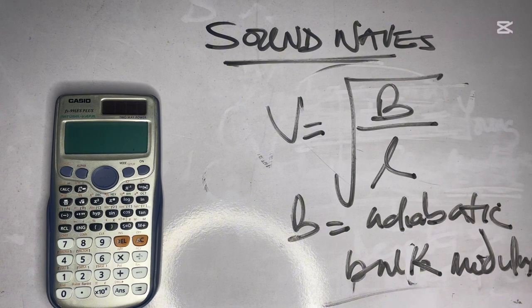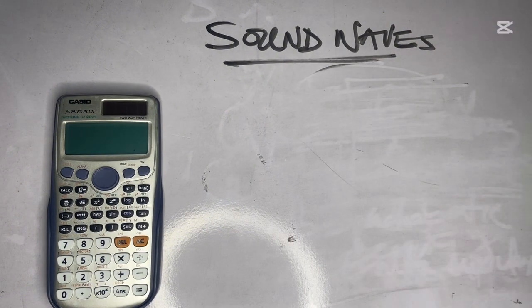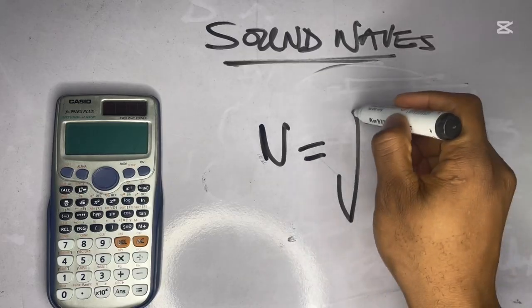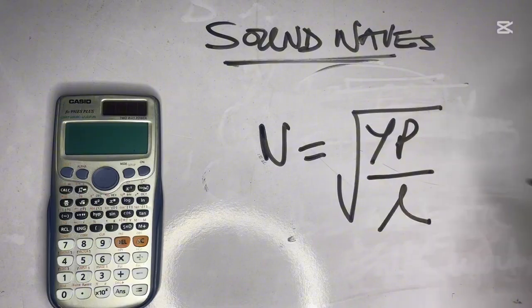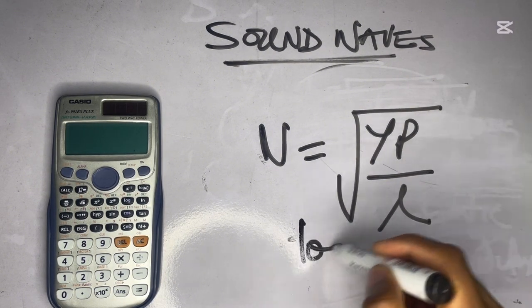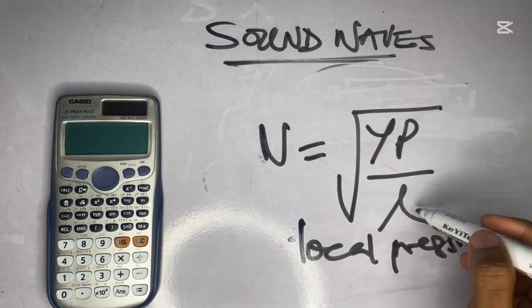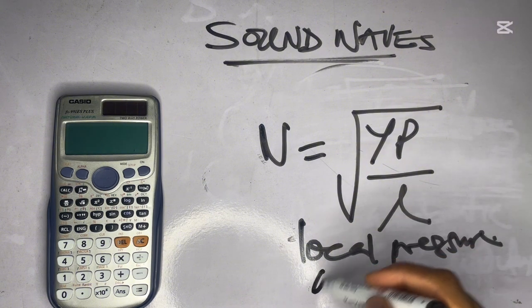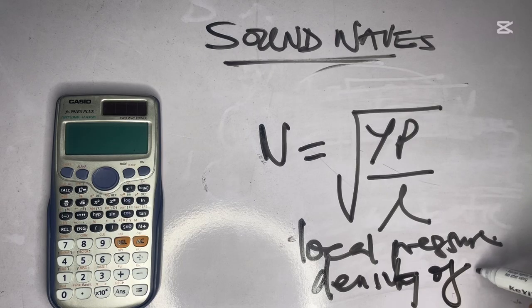But now we also have the velocity of a pure gas. The velocity of a pure gas, v, is equal to the root of gamma P all over rho. This P is known as the local pressure, then your rho is still density. But in this case, you're not looking at the density of the material, you're looking at the density of the gas that is involved.